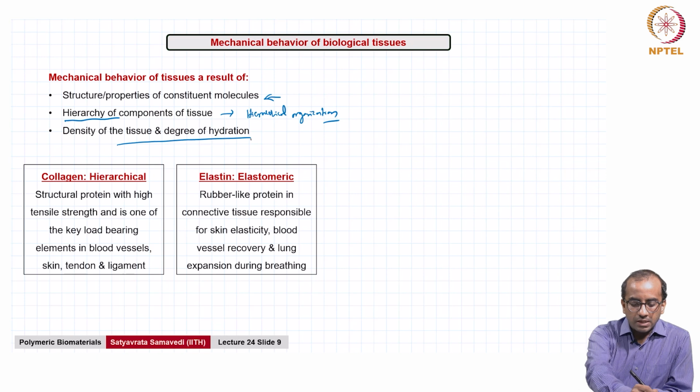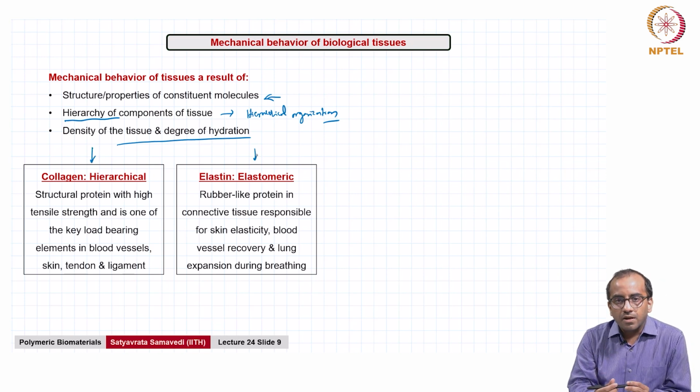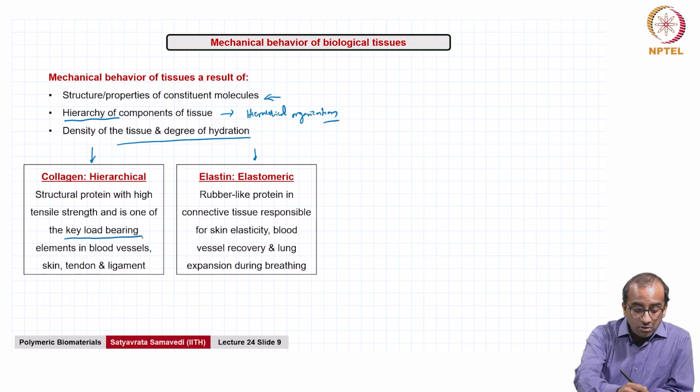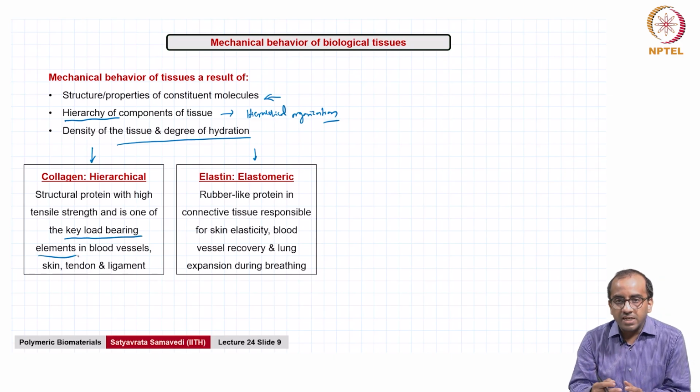Now, from a polymer perspective, two important biomacromolecules that become important are collagen. Again, the idea of hierarchy comes here, which is essentially a structural protein with very high tensile strength and is one of the primary load-bearing elements in many tissues, including blood vessels, skin, tendon, ligament, and so on.